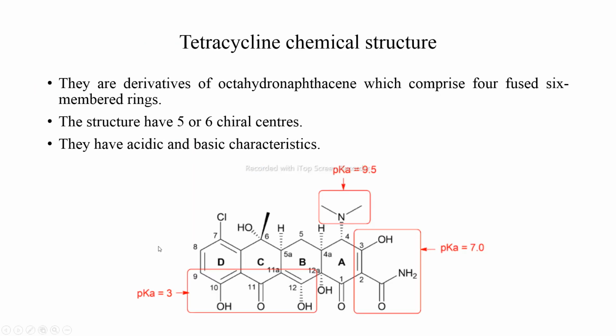So this is the basic structure of the tetracycline. Actually, this is not tetracycline, it's chlortetracycline. This is the structure of chlortetracycline. If you check, there are four fused 6-member rings which are fused with each other. It contains 5 to 6 chiral centers, and it is stable at acidic as well as at basic pH.